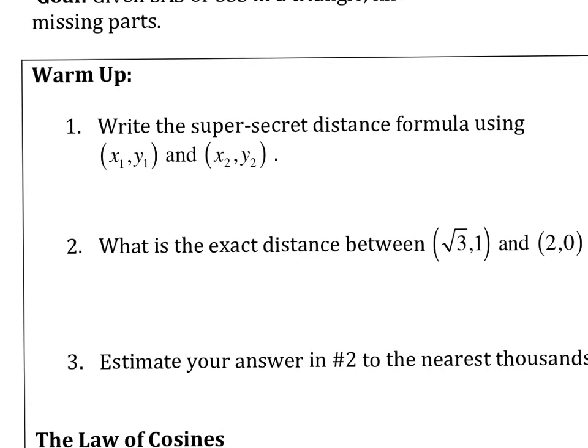So our super secret distance formula, of course, we usually call D. We subtract the x's. We square that. We add that to the difference of the y's. We square that, and we take the square root of the whole thing.